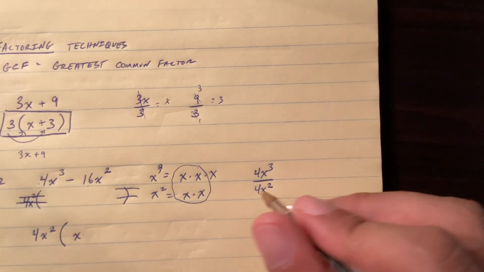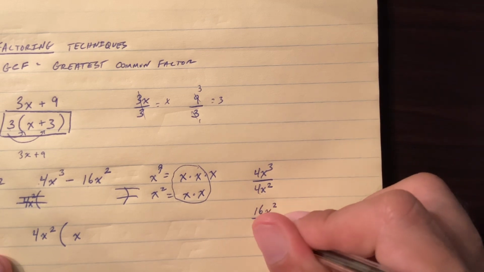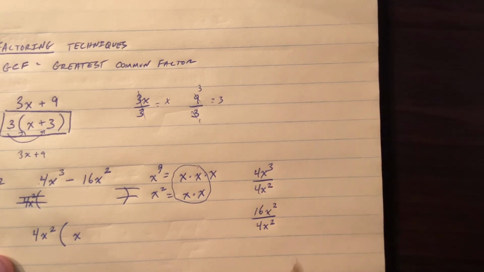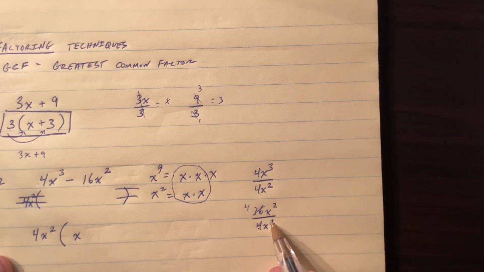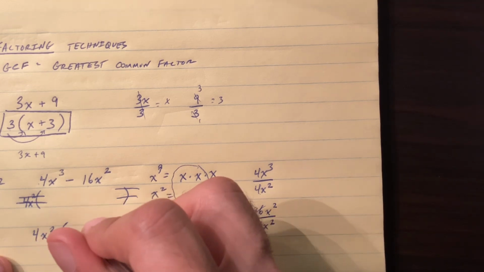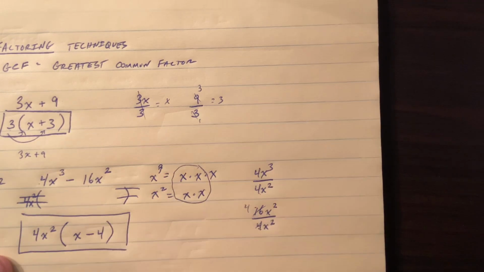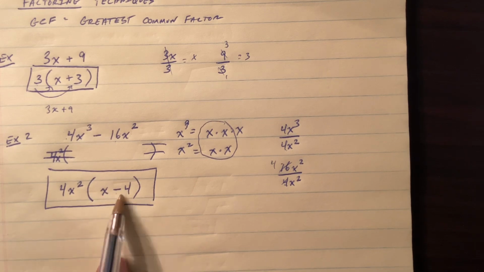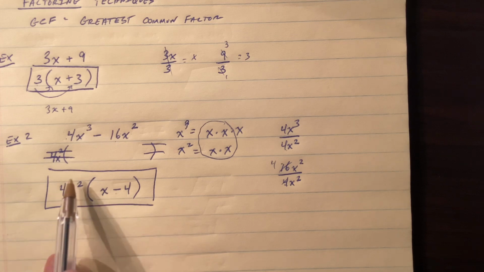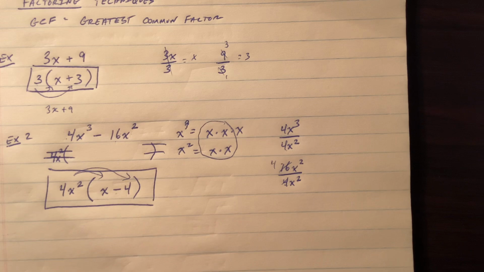All right. And then let's take a look at the second term. 16x squared divided by our factor, our GCF that we factored out, 4x squared. Let's simplify. 16 divided by 4 is 4. X squared divided by x squared, anything divided by itself is 1, minus 4. There we have it. The GCF is 4x squared, and whatever's left over is the x minus 4. If you want to check your answer, you can distribute, and you'll see that we get this same exact thing.